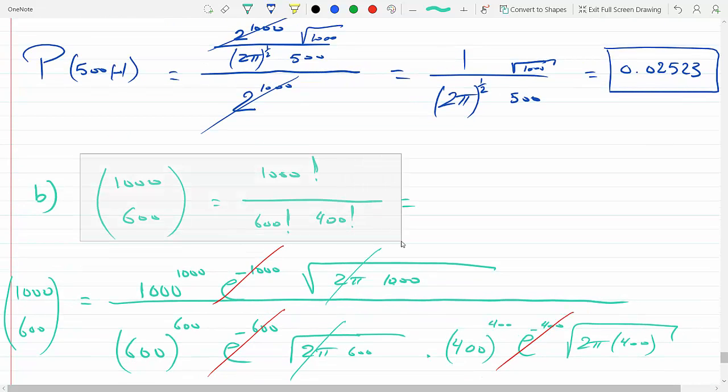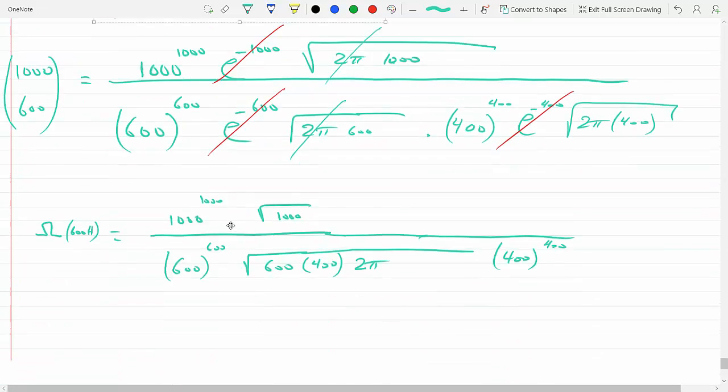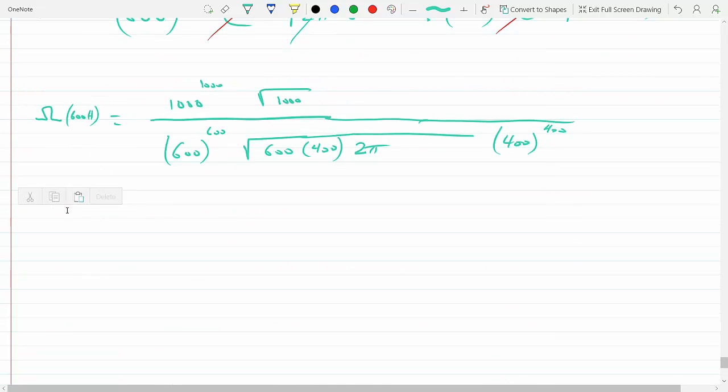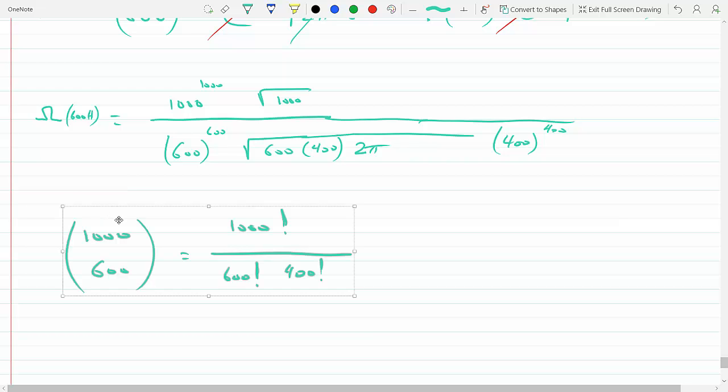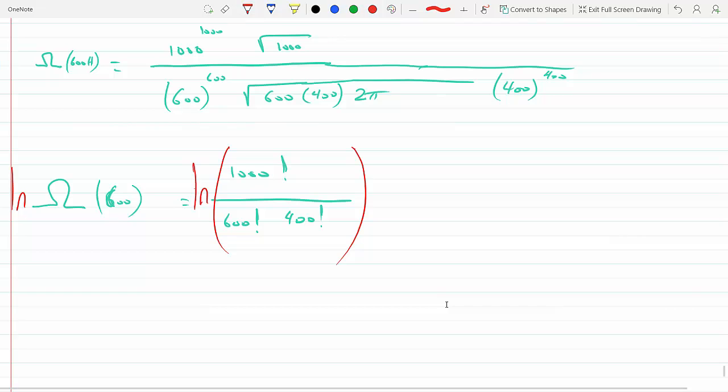So I'm gonna go back to this step here, and I'm gonna copy it, and use a different approach. This left hand side here is the probability of getting 600 heads, and I'm gonna use another kind of approximation where I take ln of both sides, and let me show you why.